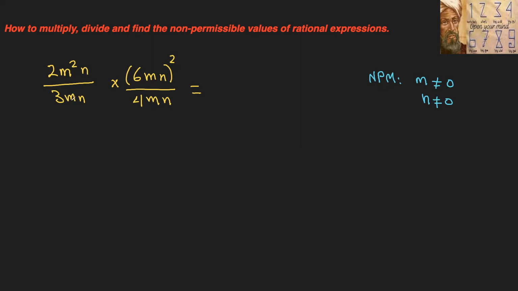So if we make this M 0, then this will be 3 times 0 times N, and that will go to 0. And that's why M cannot equal 0 for our non-permissible values. And also if we make N 0, this whole thing will be 0, and we cannot divide by 0. So that's why we call them non-permissible values, NPV.